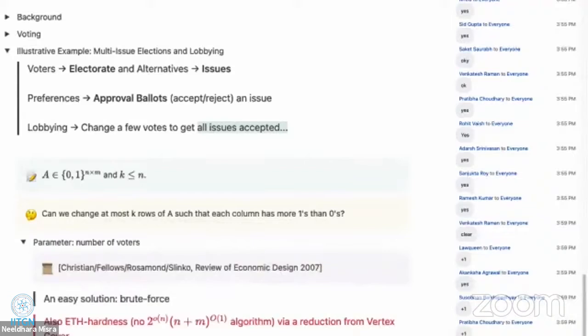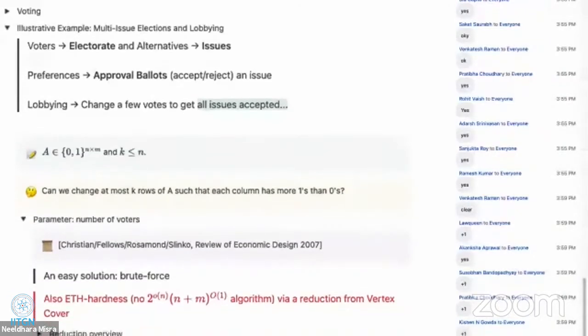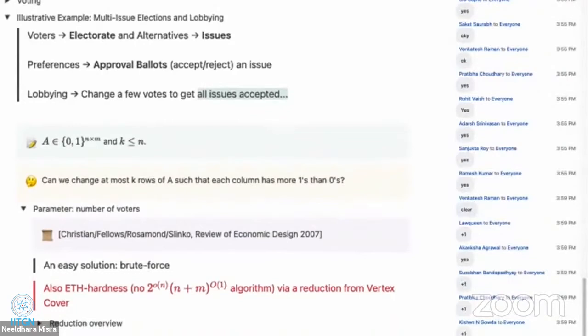So, let's first talk about parameterizing by the number of voters. When you parameterize by the number of voters, it's straightforward that you can brute force and guess the rows that you want to change. But you might ask if you can do better, and it turns out that you can do significantly better under ETH, and this is something that we get by a reduction from vertex cover. So let's think about how this reduction might work.